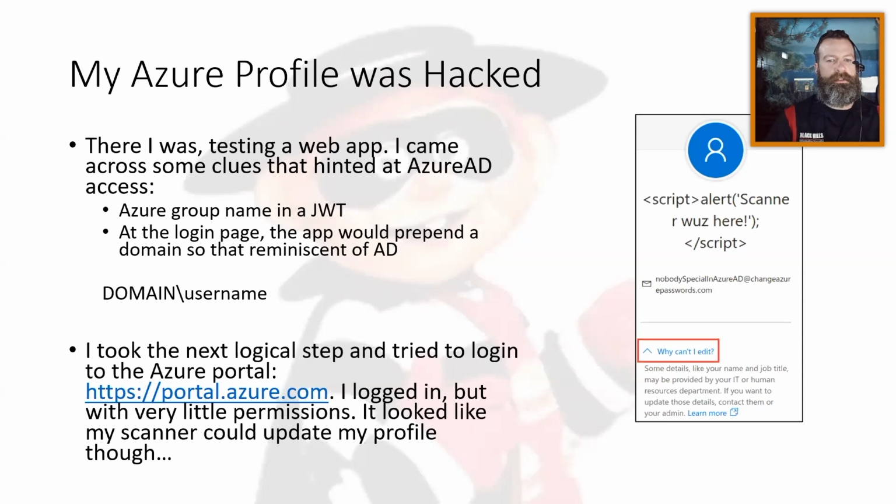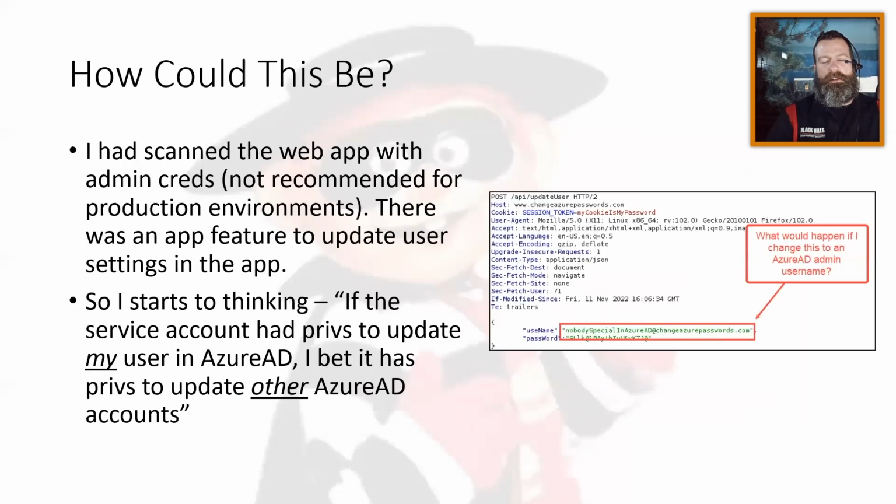Like, what gives? So I started thinking about it, and I remembered, oh yeah, on day 1 or day 2, I'd scanned the app with admin creds, the admin portion. Don't do this in production. This is in a staging environment. And so within the app for the admin, there was a feature to update user settings in the app, like display name and passwords and stuff like that, right?